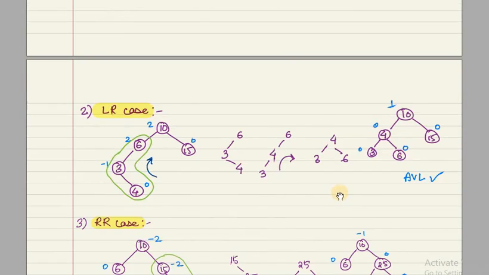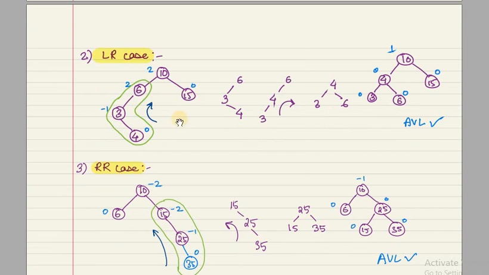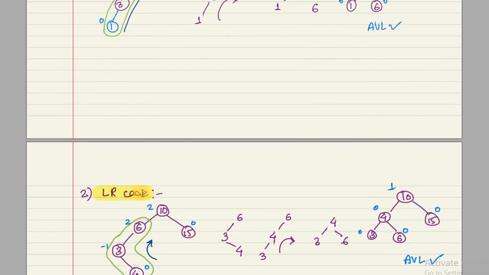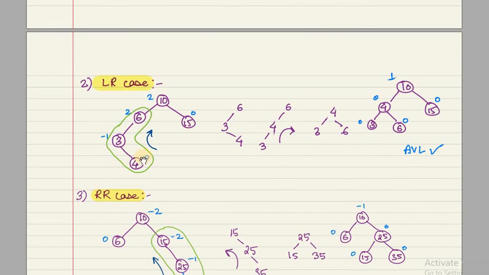Then we go to the next case, which is the left right case. So suppose we again had those elements 10, 6 and 3 and 15, and the new element is 4. In the earlier example I showed it with a lighter blue, but here I just forgot to change it, but assume it to be a lighter blue. Okay, because this element has been newly introduced.